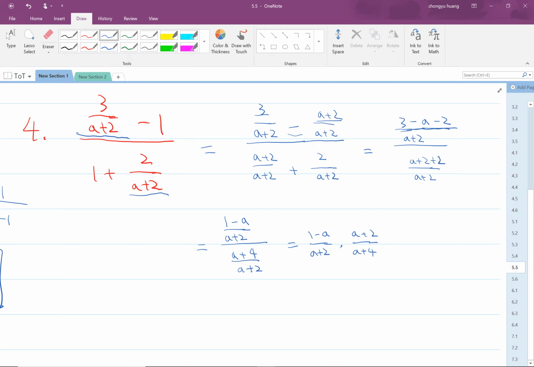Okay, so now you can see over here we can actually cancel some terms. We can cancel a plus 2, those two terms, and that leaves the answer as 1 minus a over a plus 4. Because you can see this is already the simplest form, and we cannot cancel any more terms other than this.